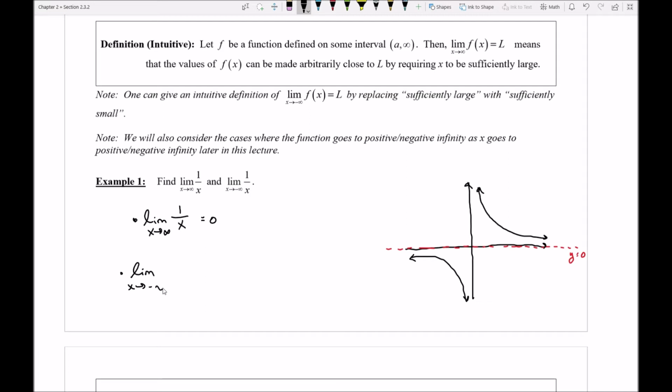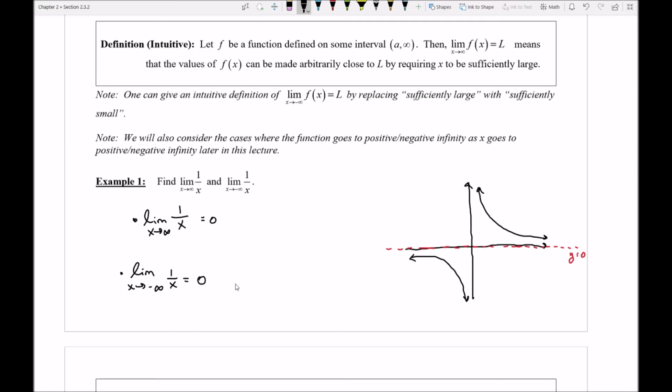and as x approaches negative infinity, I can see if I hop on the graph and start moving towards the left, that means I would have to be on this bottom piece to keep moving left. And it looks like this value is going up, up, up, up, up, again towards the value of 0. So both of these limits here end up being 0.